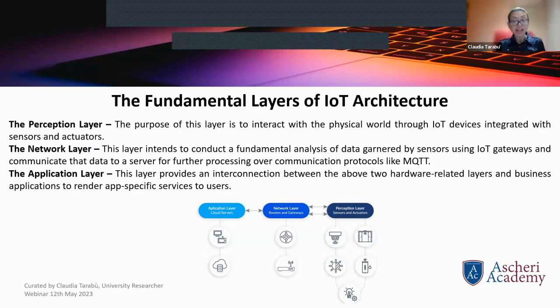The third application that we have to insert in a certain architecture that refers with the IoT technology is the application layer. This layer provides an interconnection between the above two hardware-related layers that we have discussed, and business applications that render the entire service specific for the usage of customers. So the final stage, the final level of interaction is this application layer, and serves to render more useful, more commercial, we can also say, the application for the benefit of customers, of users.